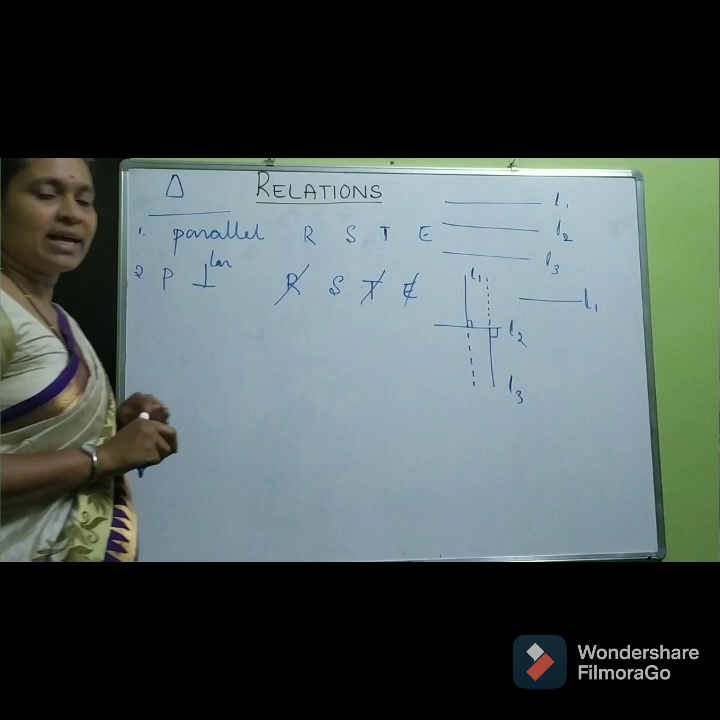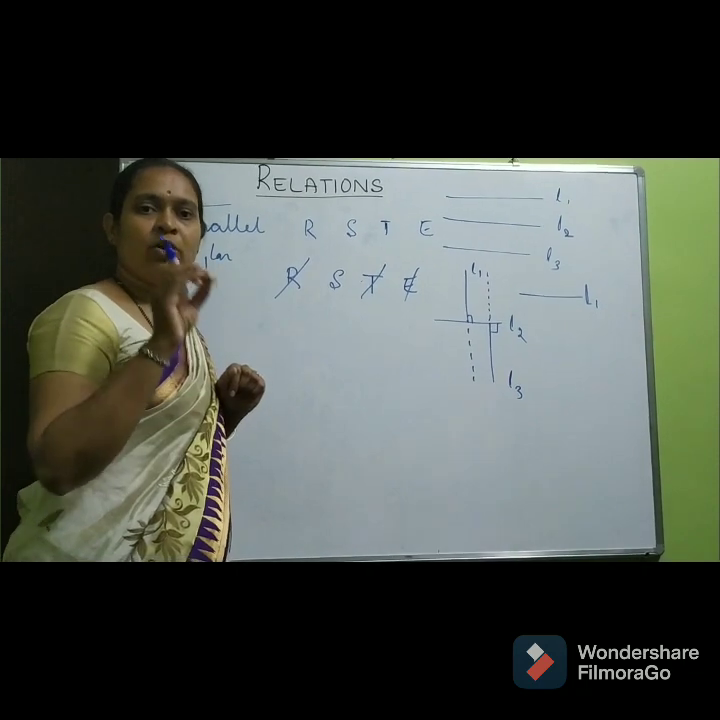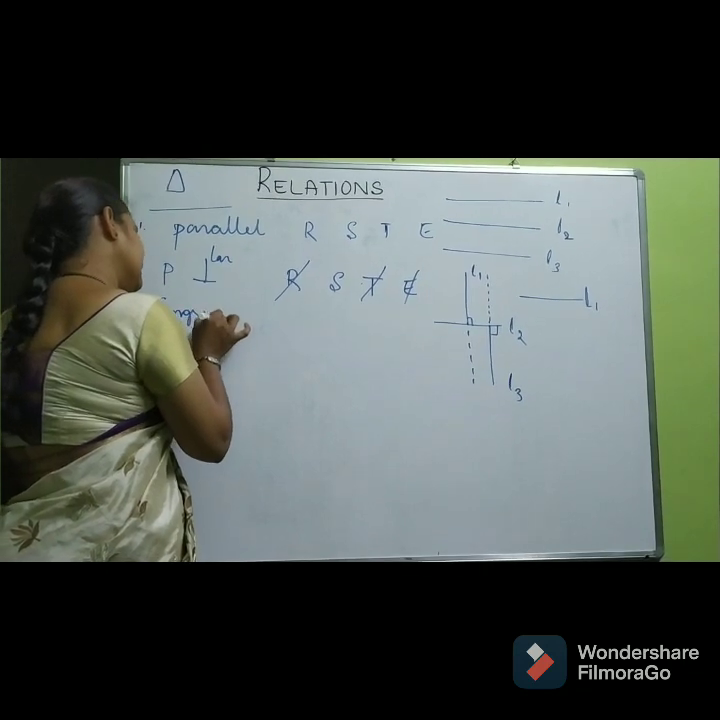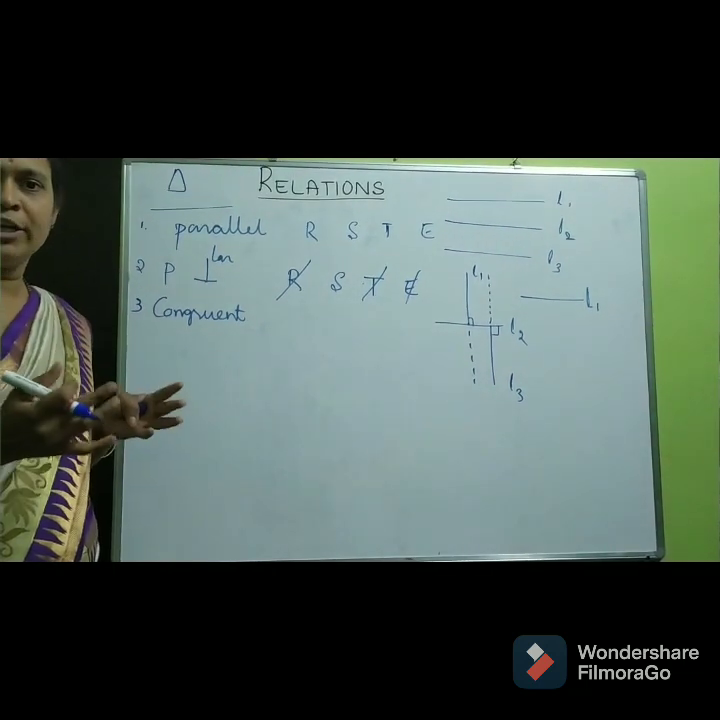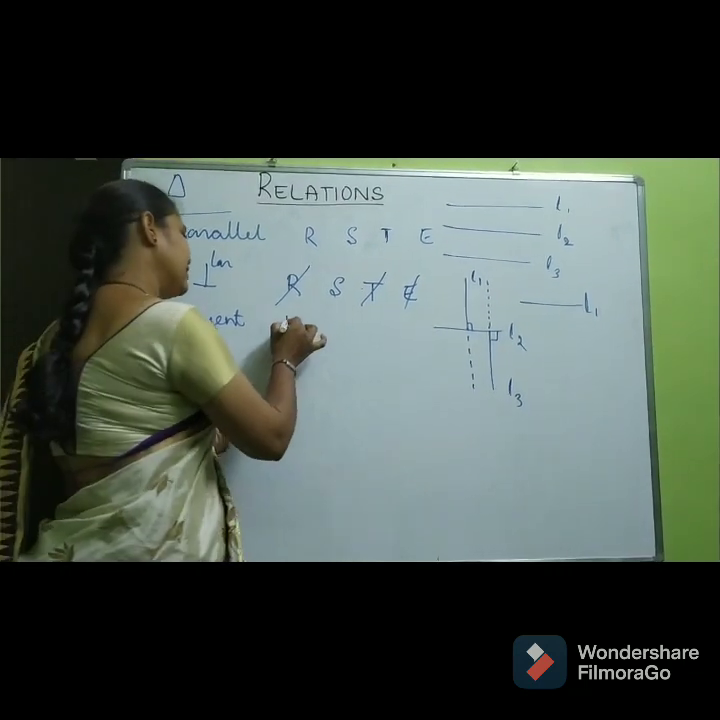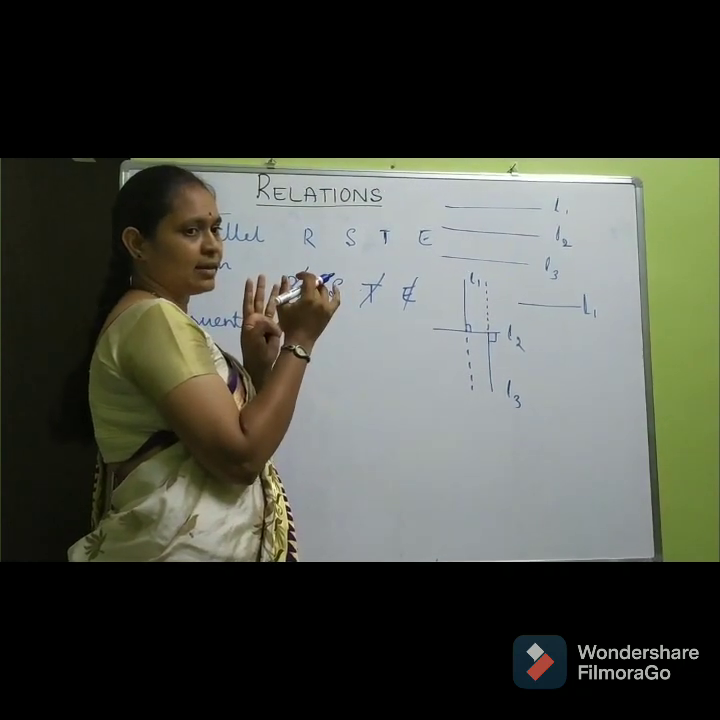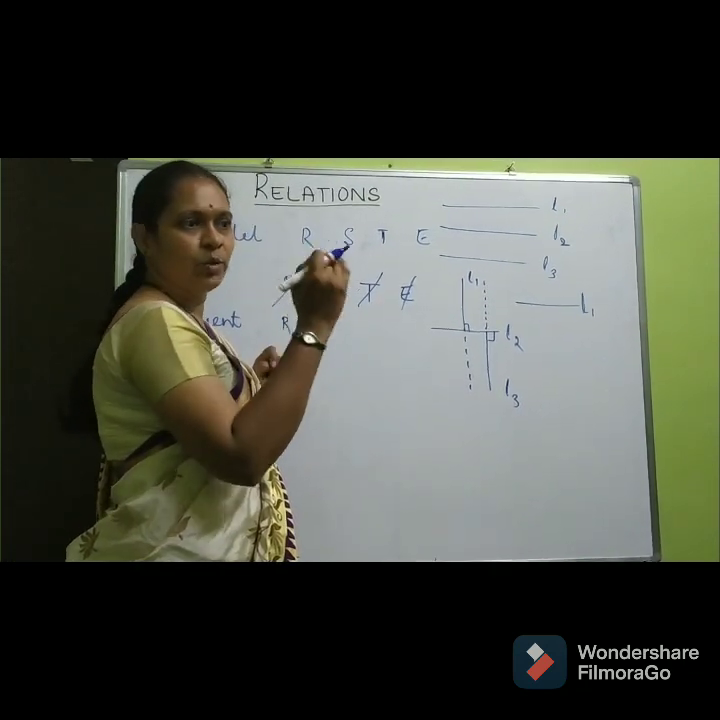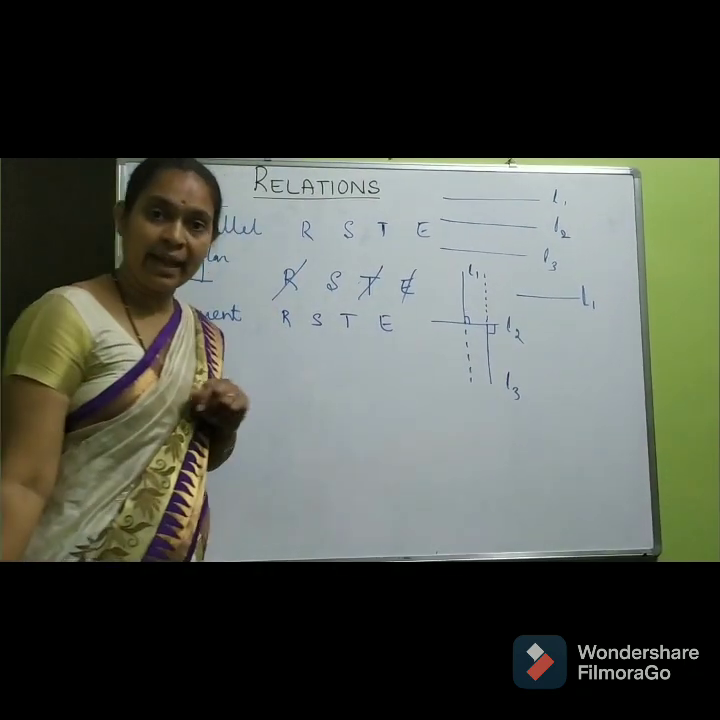Similarly, about triangles, they will give a set: let A be the set of all triangles in the plane. They may ask you about congruent triangles. Congruent means that due to certain postulates, two triangles become congruent to each other. Every triangle is congruent to itself, therefore reflexive. If one triangle is congruent to another, both are congruent to each other, therefore it is symmetric. If 1 is congruent to 2, and 2 is congruent to 3, definitely 1 and 3 are congruent, therefore it is transitive, hence it is equivalence.